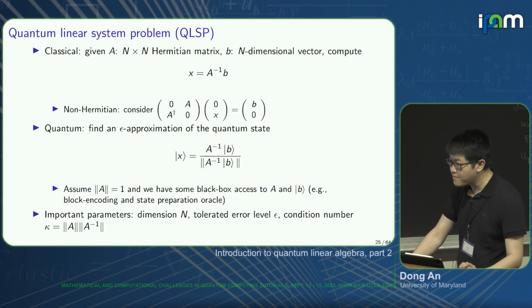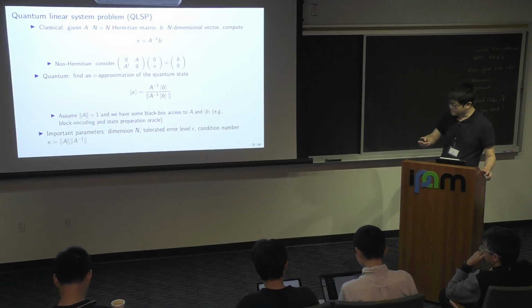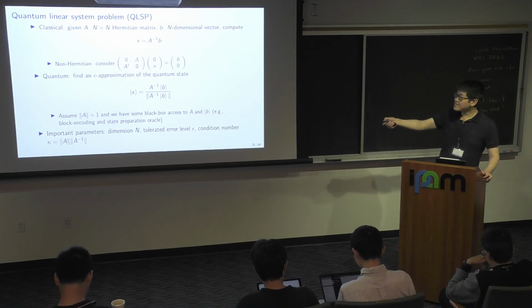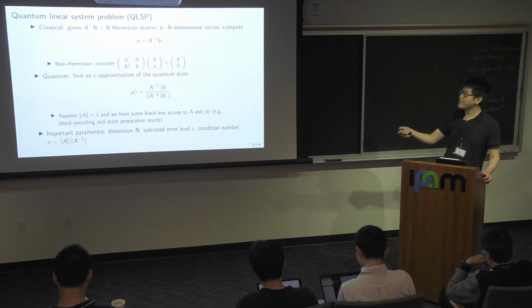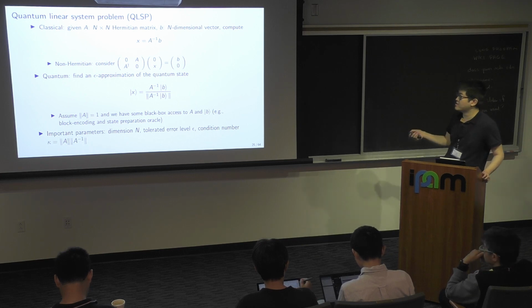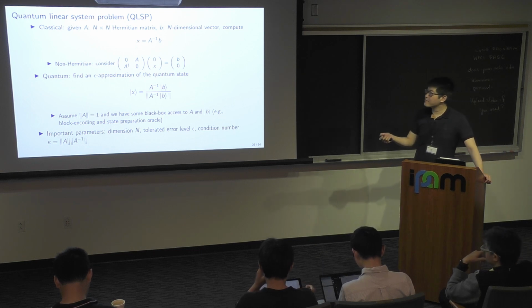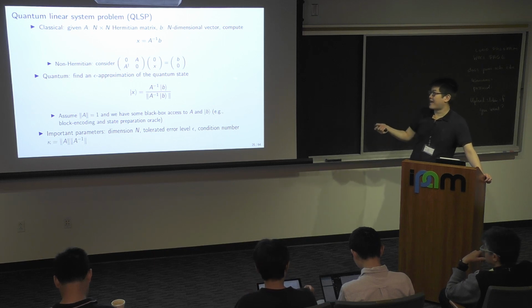But at the very beginning, I will define what we mean by solving a linear system problem on a quantum device, because we start from the classical setting. In the classical setting, we are given an n by n matrix A. Here I just assume it is Hermitian, but it is not a very restrictive assumption. B is an n-dimensional vector, and classically we just want to compute A inverse times B.